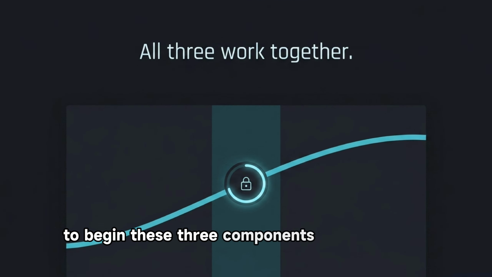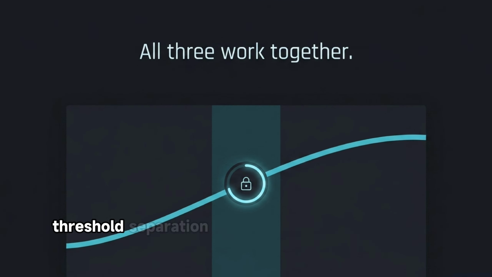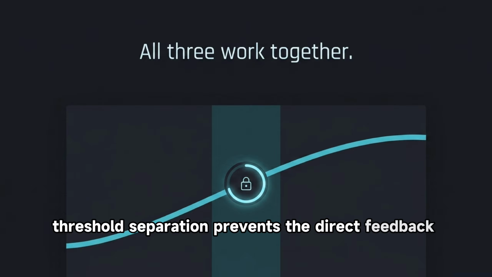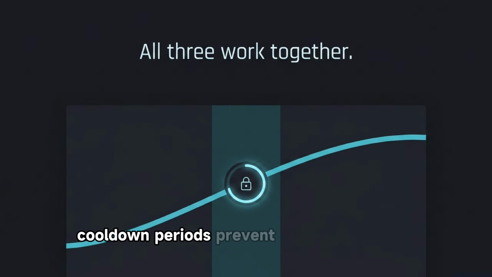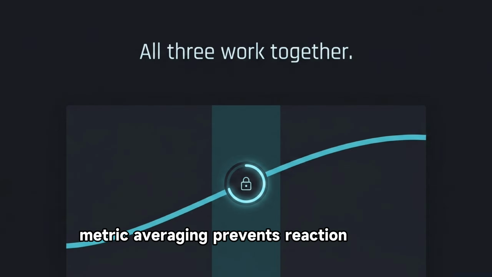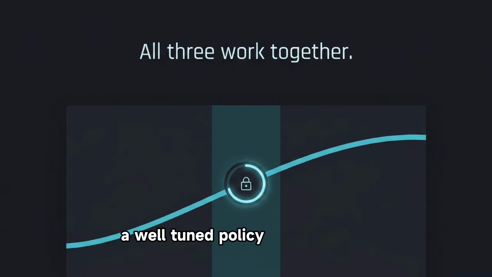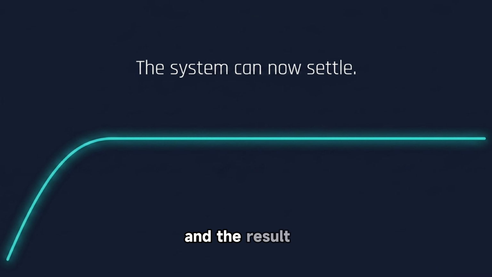These 3 components work together. Threshold separation prevents the direct feedback loop. Cooldown periods prevent rapid re-triggering. Metric averaging prevents reaction to noise. A well-tuned policy uses all 3. And the result is a system that scales when it needs to and remains stable when it does not.